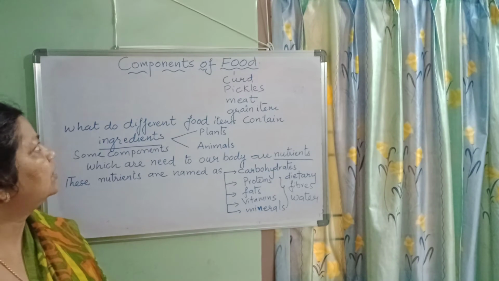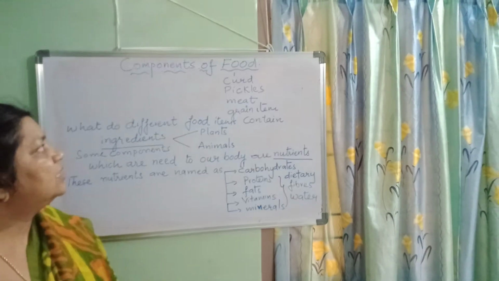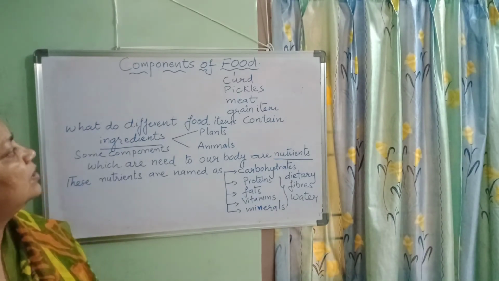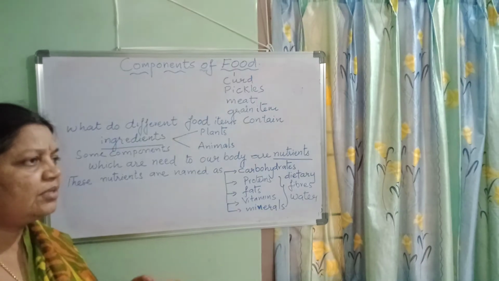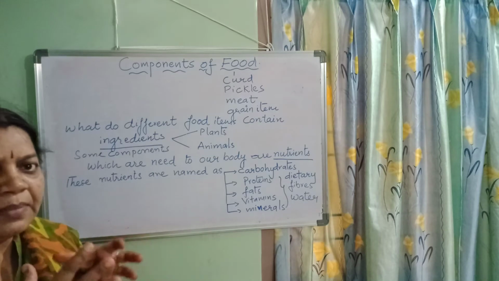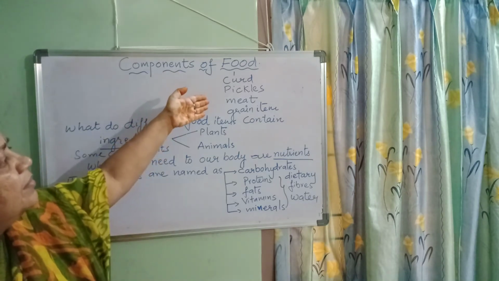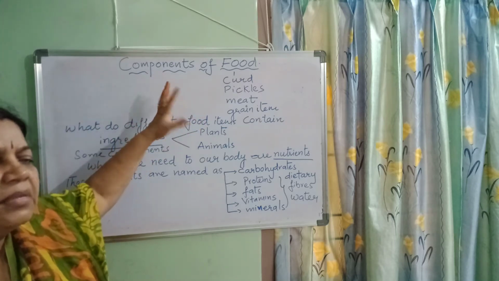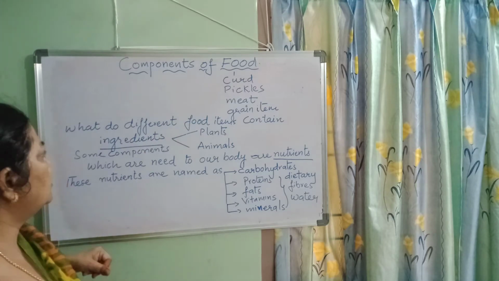Here we are going to learn today another very interesting lesson that you like, that is components of food. These components of food mean different food items that are needed in a meal. For example curd, pickles, meat, chicken, rice, whatever item you want, you can just say it as components of food.